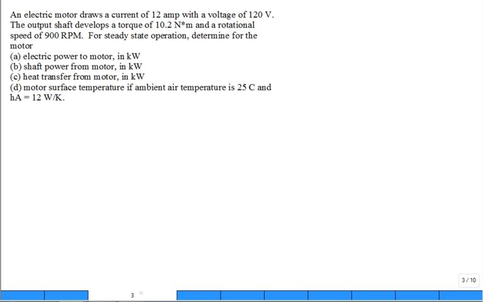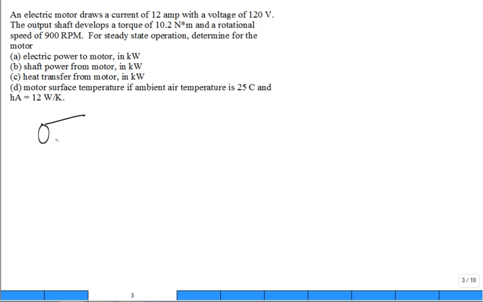Here's a problem. An electric motor draws a current of 12 amps with a voltage of 120 volts. The output shaft delivers a torque of 10.2 Newton meter and a rotational speed of 900 revolutions per minute, RPM. For steady state operation, determine for the motor the electric power to the motor, the shaft power from the motor, heat transfer from the motor, and then calculate a motor surface temperature if the ambient air is 25 and hA is 12 watts per Kelvin.